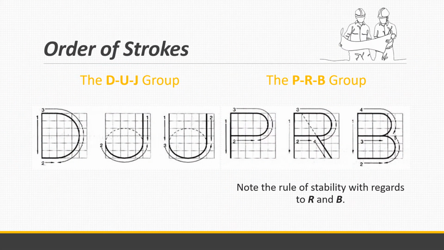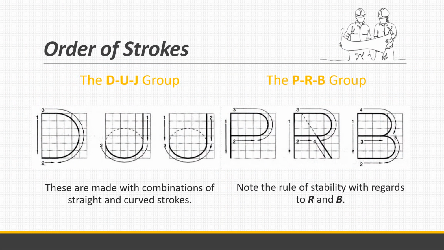Then the DUJ group: these are made with combinations of straight and curved strokes. For the D, the first stroke is number 1 here. Then number 2 goes only up to here. Then 3 is straight here, then you curve it. That is the proper way of writing the letter D.